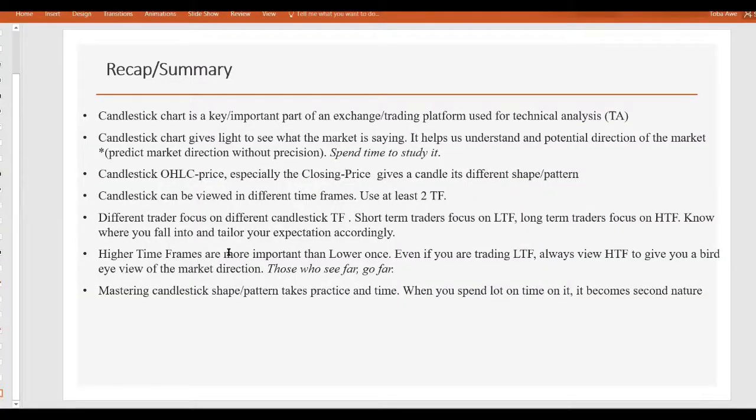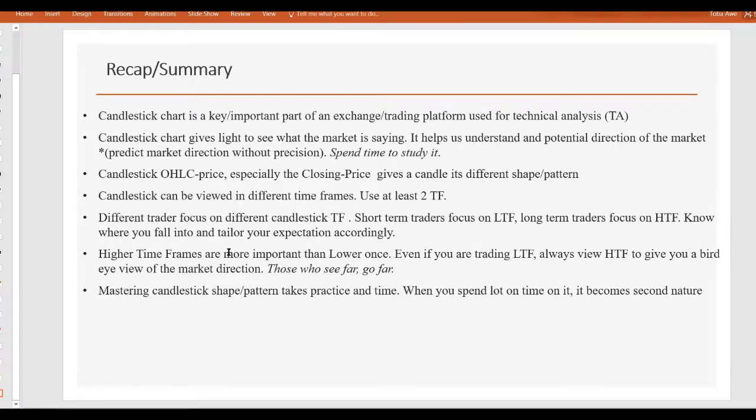The candlestick chart gives light to see what the market is saying. It helps you understand the potential direction of the markets. It helps you to predict the market direction, but without precision. Just like the double top chart I showed us, when we got to a real-life situation in the market, it wasn't as perfect as that. So that's one thing we should know. These things we won't see perfectly, but with time you'll be able to correlate what you have in real life with what you have in the textbook. So we need to spend time to study these charts.